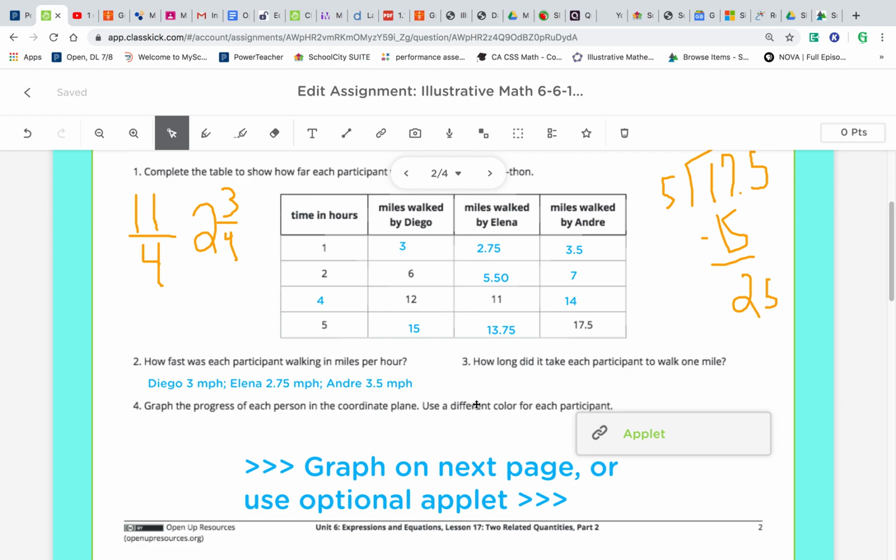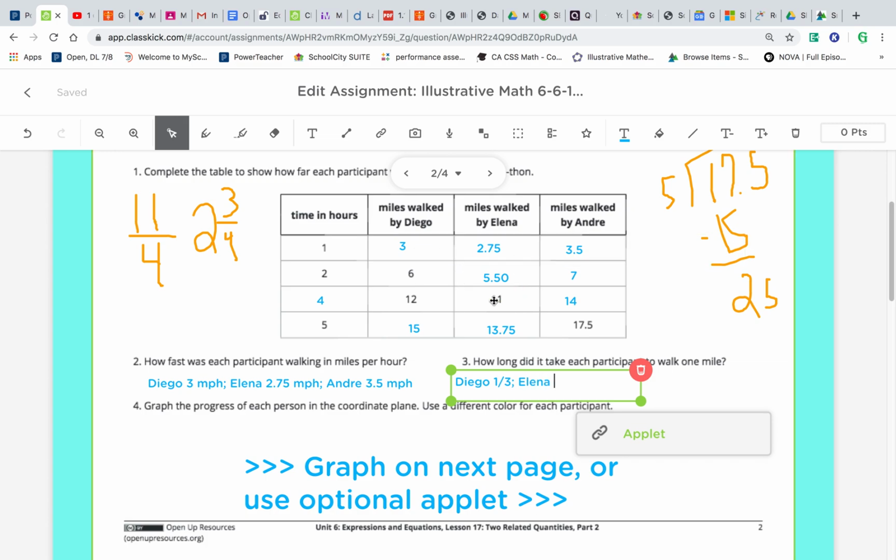All right. How long did it take each participant to walk 1 mile? Well, we would go up here to see what they have per hour, miles per 1 hour. We need to get the mileage down to 1. So that means we need to divide by the number of miles they walked in order to get it down to 1 mile. So it's actually just going to be upside down. If you remember this way, an easier way to think about these fractions here, this is going to be for Diego, it's just going to be 1 over 3.